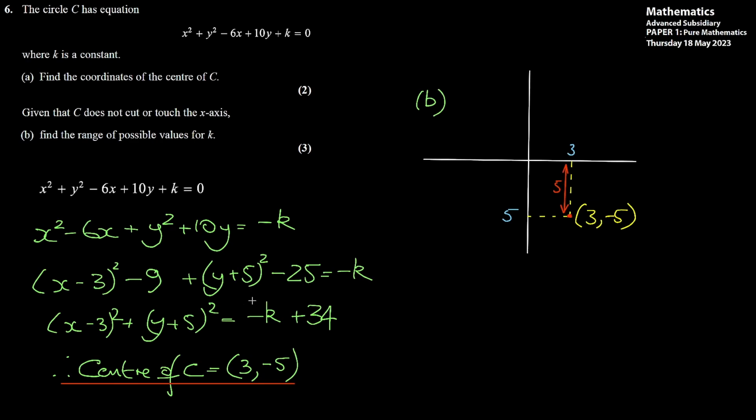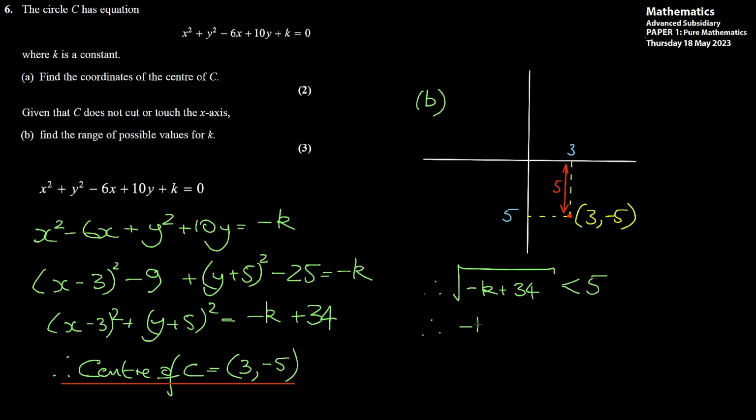And what is the radius of this particular circle? Well, that's expressed by the right-hand side of this equation, and this is equal to r squared. So I can say, therefore, that the square root of the right-hand side must be less than 5. Again, because it can't touch the axis, it can come very close, but it can't touch, so it must be less than 5. So to solve this, we square both sides.